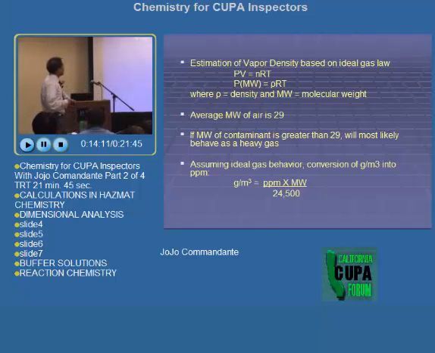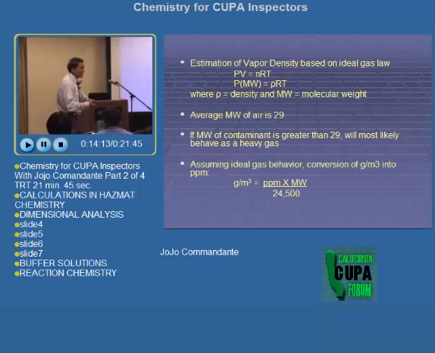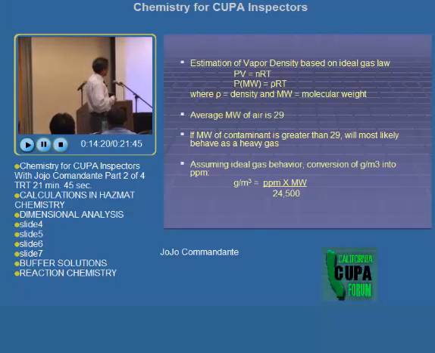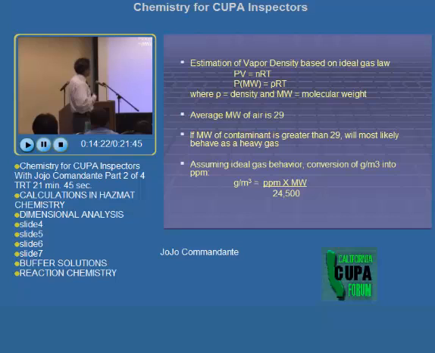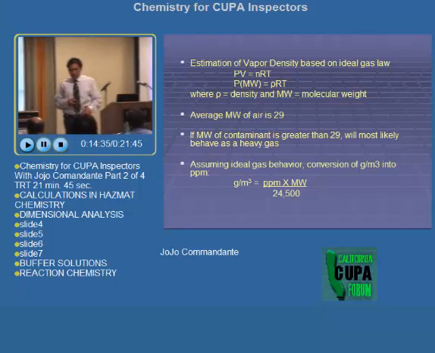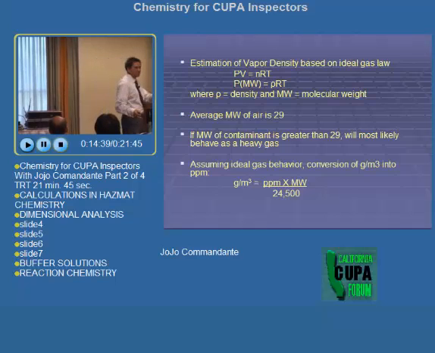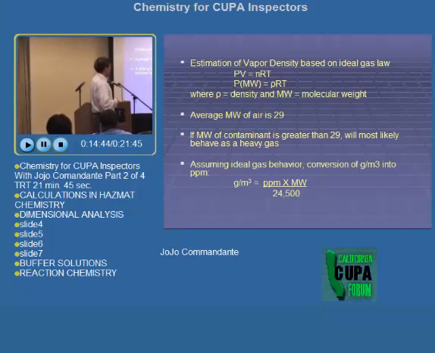Estimation of vapor density based on ideal gas law. Ideal gas law is PV equals nRT. Everybody knows that. n is the weight over molecular weight. So it can also be converted to P times MW equals rho RT, where rho is density and MW is molecular weight. The average molecular weight of air is 29. What is it based on? Based on 21% oxygen and 79% nitrogen, and then there are a few others here and there, carbon dioxide and such. So the average molecular weight of air is 29.